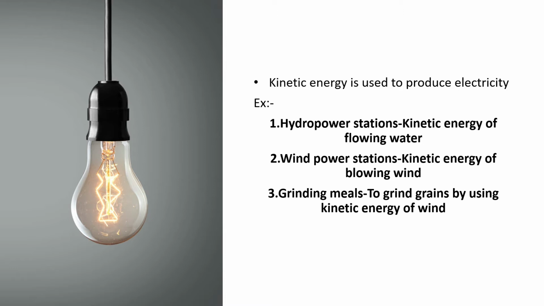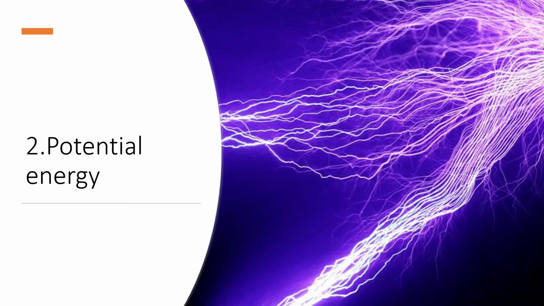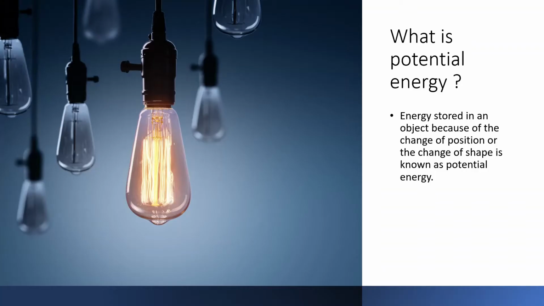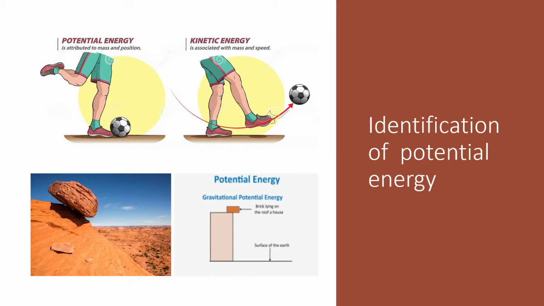Okay, so let's learn the next type. It is potential energy. What is potential energy? Energy stored in an object because of a change of position or change of shape is known as potential energy. So let's identify what this potential energy is. You can see some examples of potential energy.